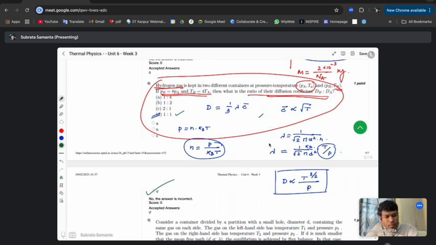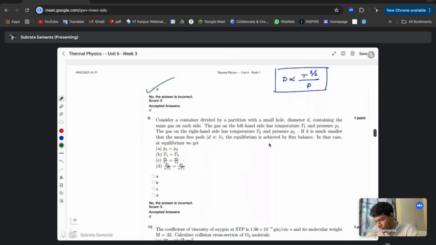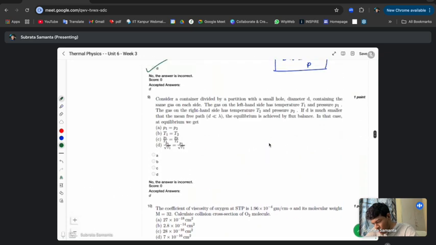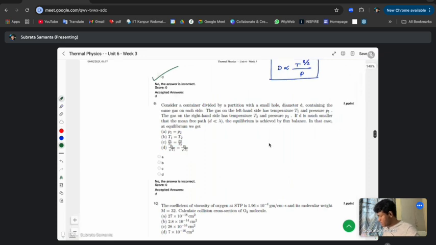Okay, if there are no more questions, then I'll solve the last two problems. The last two problems are quite big, but it's fine. There is almost 30 minutes left, so it's perfectly fine. So far, any questions? If not, then I'll solve this one.